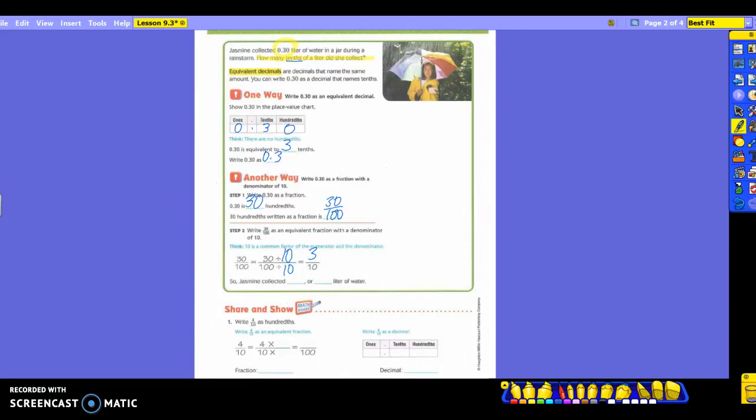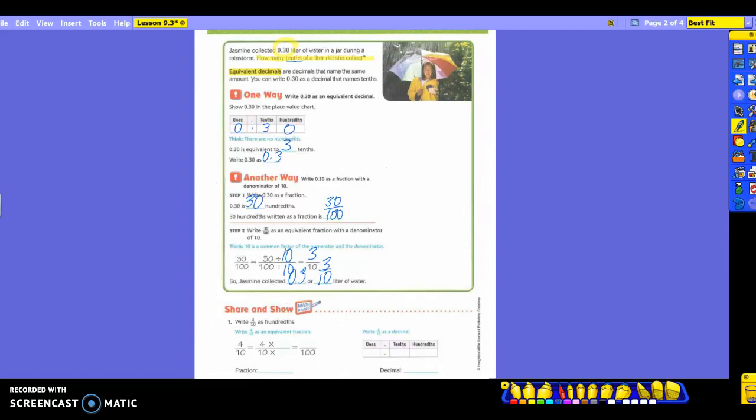So Jasmine collected. Let's do the decimal point. So 0.3 or 3/10, which is the same thing. 0.3 is still saying 3/10, right? You just need to make sure you write it both ways, in the decimal point as well as the fraction.